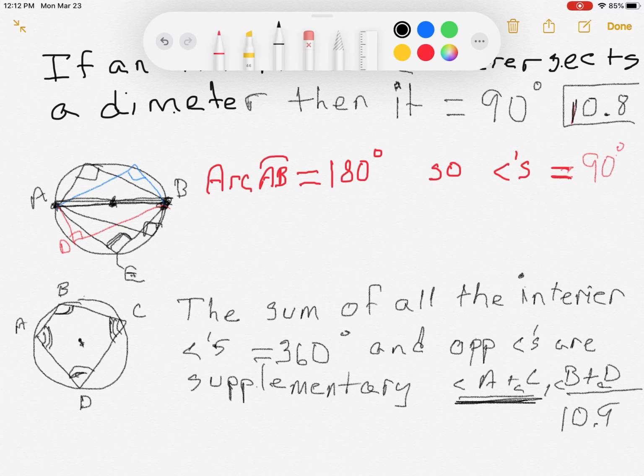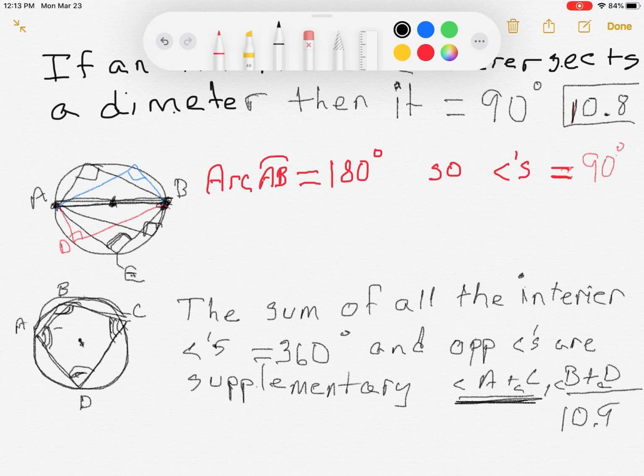Theorem 10.9 says the sum of all the interior angles of a four-sided figure is 360, and therefore the opposite angles must be 180. Now I've made a little change to the theorem, but basically that's what's happening here. So if we think about this, if I think about this inscribed angle here, since that includes this arc, then if I look at this inscribed angle here, that includes this arc. I just went all the way around the circle, didn't I?